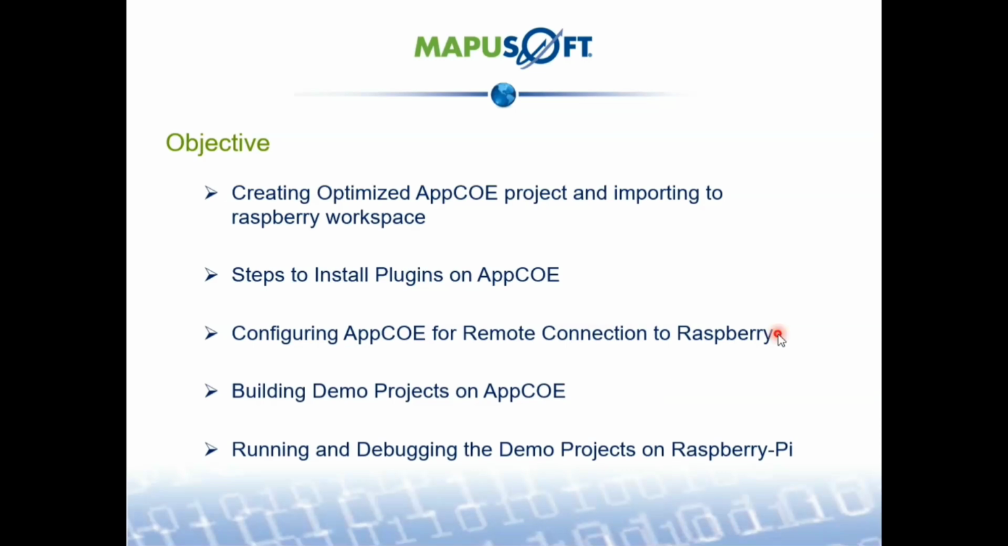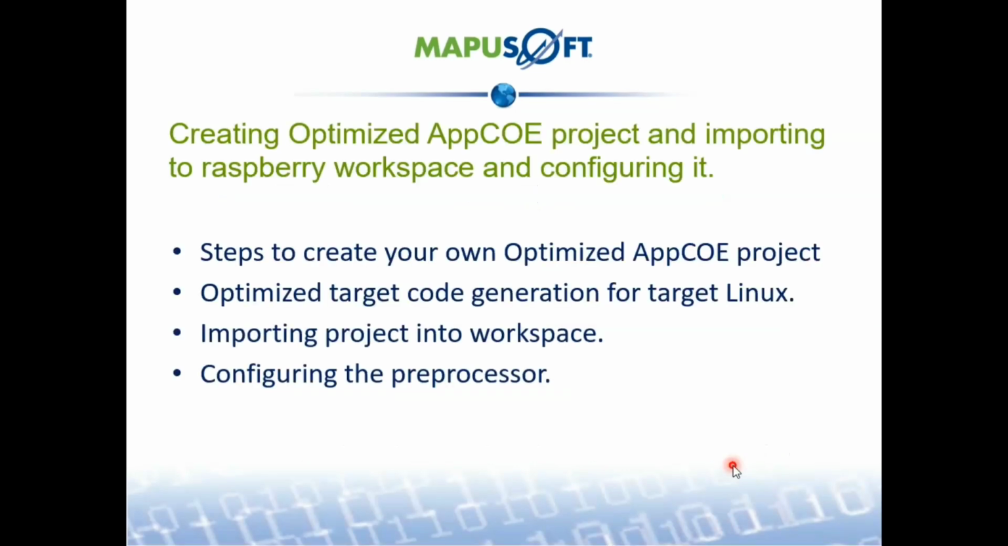For interfacing the Raspberry board to AppCOE, these are the things we require. First, we need to create an optimized AppCOE project. How to do the optimized AppCOE project, we will see. The first one is creating the optimized AppCOE project and importing it to the Raspberry workspace.